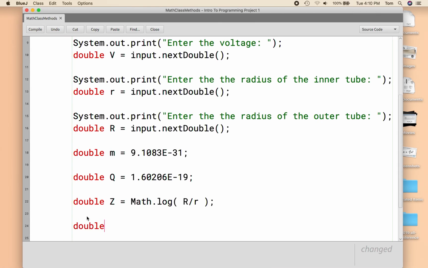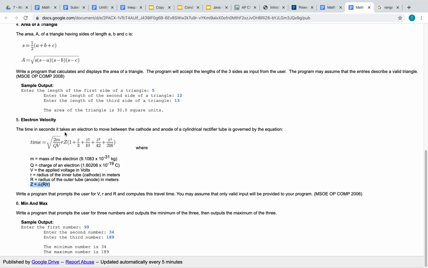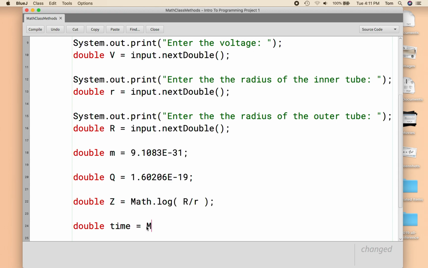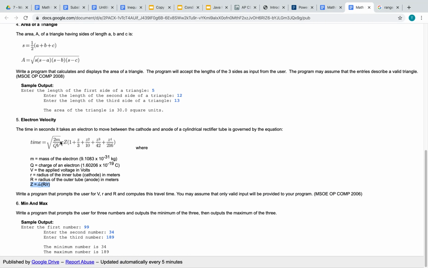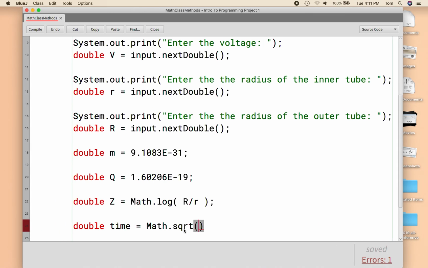All right, so double time equals, and if we look at this, the first thing that we've got to do is find the square root of something. So we're going to go ahead and go math.sqrt. Inside of that parentheses, we're going to do 2 times m divided by q times v. So 2 times m, and then divide that by q times v.